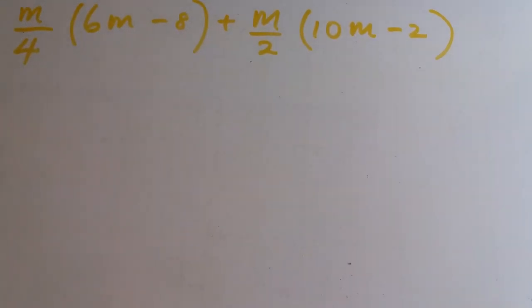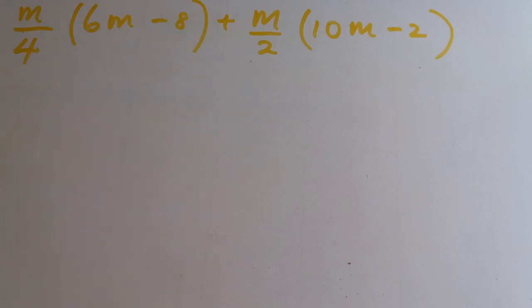Here we have an expression and we're asked to expand it. We have a quarter m, which is the same as m over 4 times 6m minus 8, and a half m, which is the same as m over 2 into 10m minus 2. One good way of approaching this is by first clearing or getting rid of the fractions.